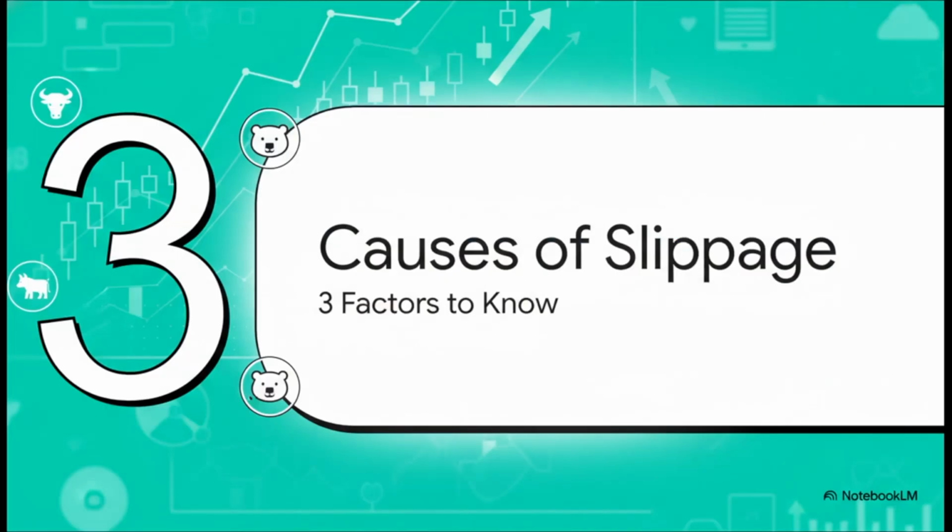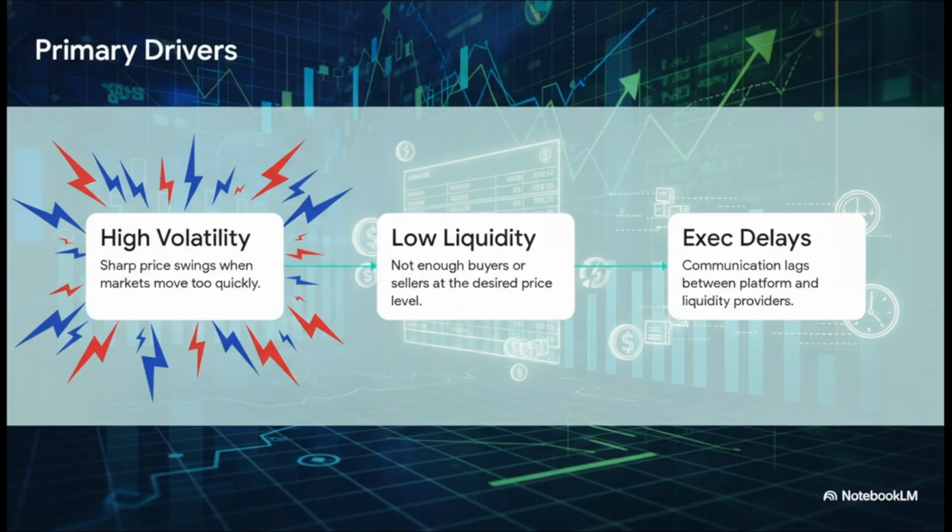So what's actually happening behind the scenes to cause this? What's the mechanism? It really boils down to three core market dynamics. Yep, these three right here are the primary drivers of slippage: high volatility, low liquidity, and execution delays. Let's break them down one by one.